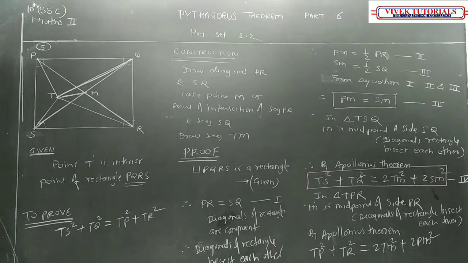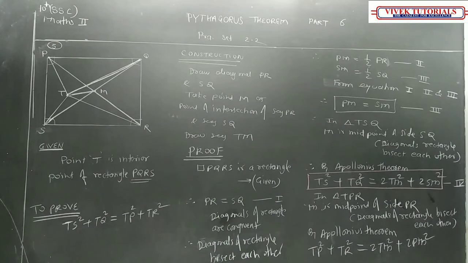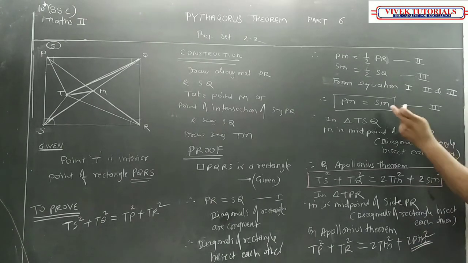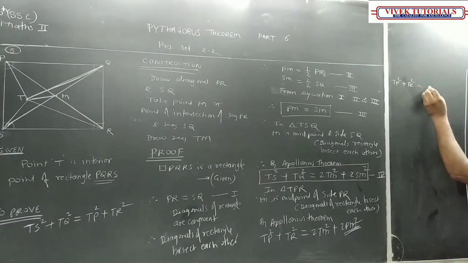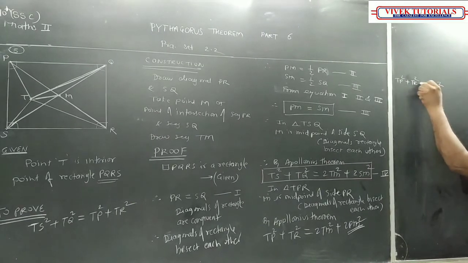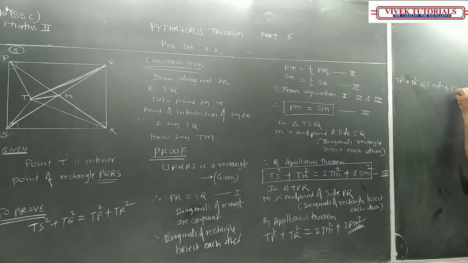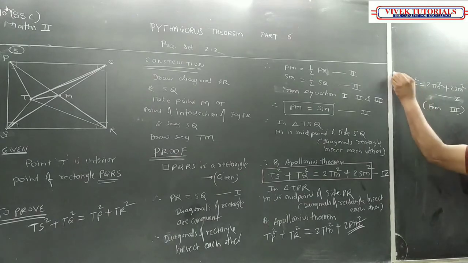You got it? Have you understood this now? Now we have to make some changes. Instead of PM, what I can write is SM. So TP square plus TR square is equal to 2TM square plus, instead of PM, I can write 2SM square. This will be equation number 5, or write the reason from 3. You got it now? This you are going to put in a box.